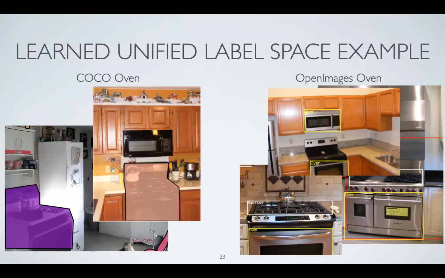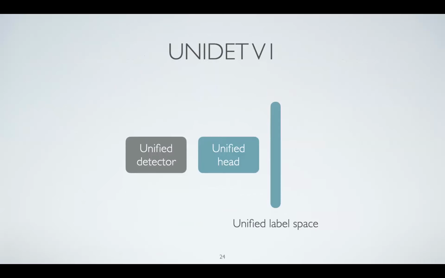Because cocoa oven refers to the oven face together with the stove top, while open image oven is only the frontal face. So it is indeed more reasonable to split these two categories, even though they are all called oven. With this unified label space on hand, we can train a unified detector with a single output head.